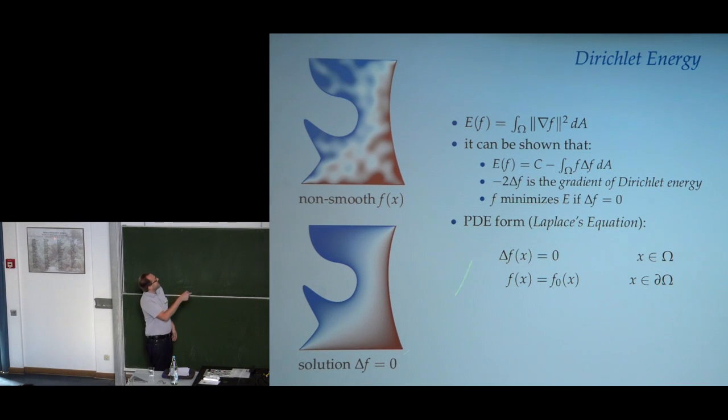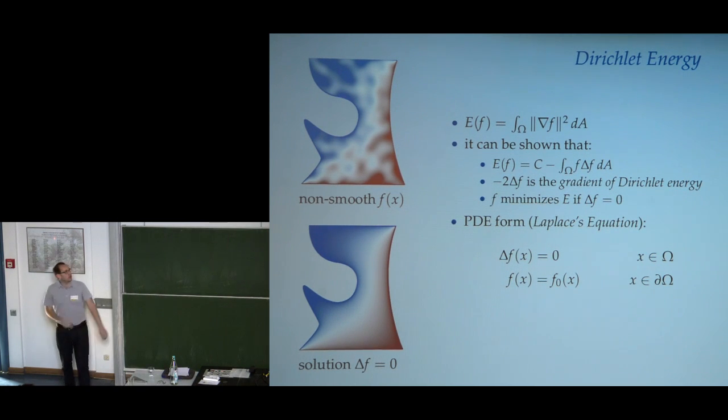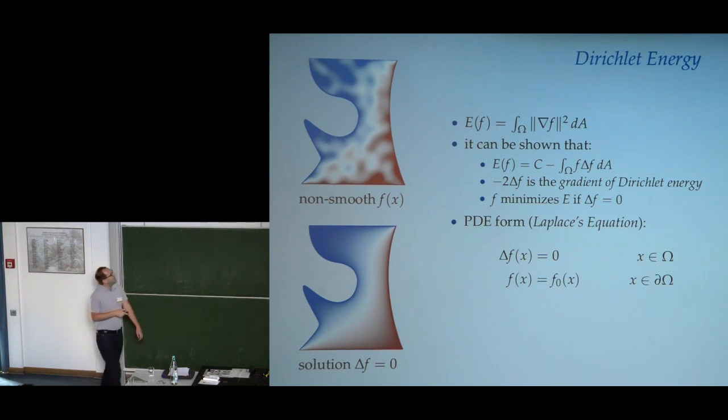If I want to find this, I can write down a PDE, which tells me that the function f satisfies this condition. So the Laplacian of f has to be 0 everywhere inside the region. And I also have to say that f is fixed at the boundary. f has to satisfy the conditions I prescribed on the boundary.